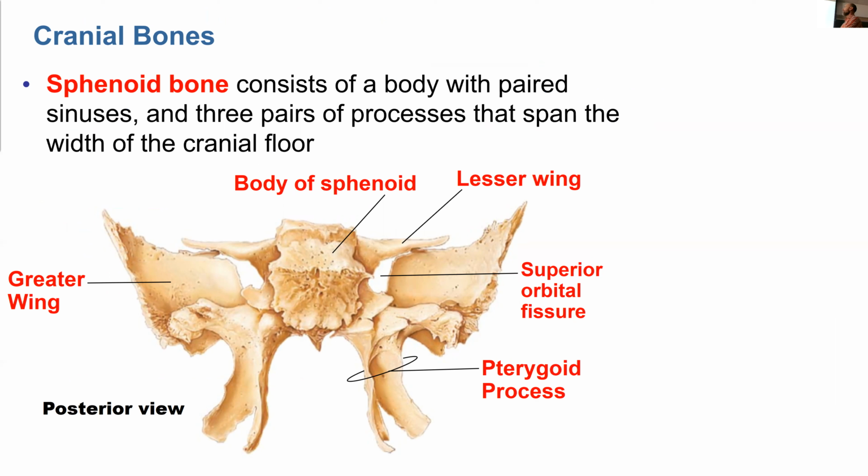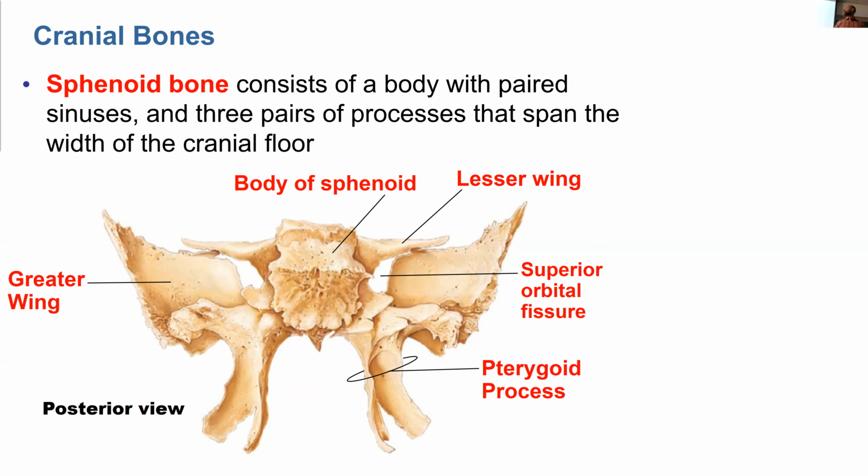And then it has these paired processes coming off. We have anteriorly here the lesser wing, and we have the greater wing on either side here, and then we have the pterygoid process coming down here. So it's this really weird shaped bone. I'm going to show you from a different angle as well, because it looks quite different from each angle.